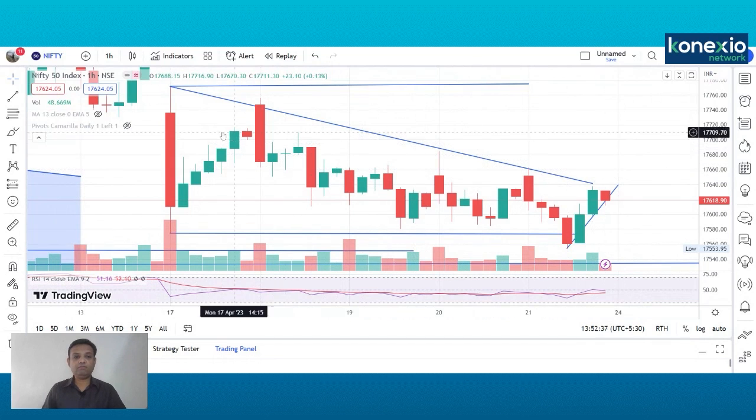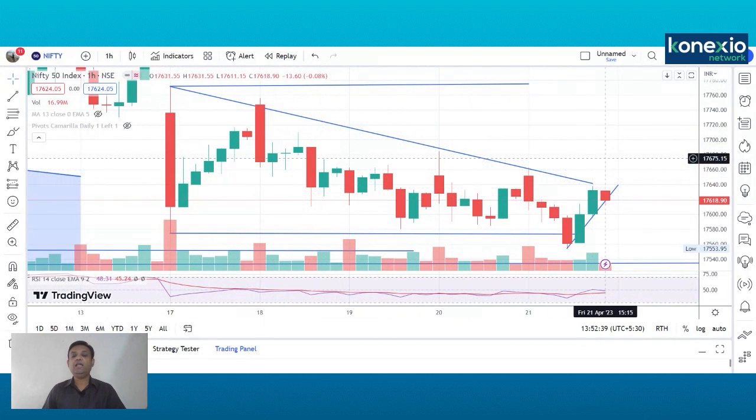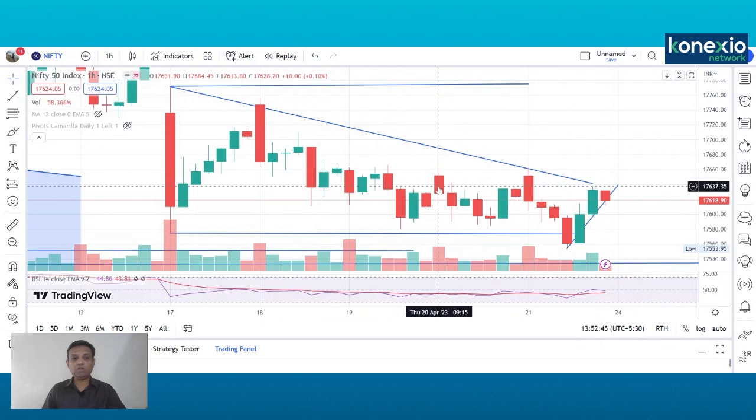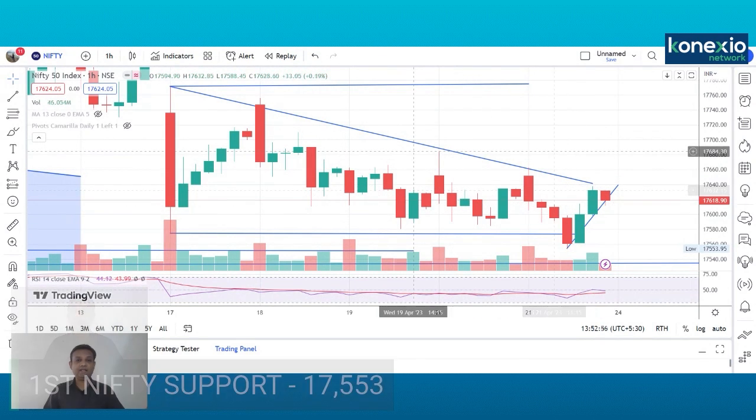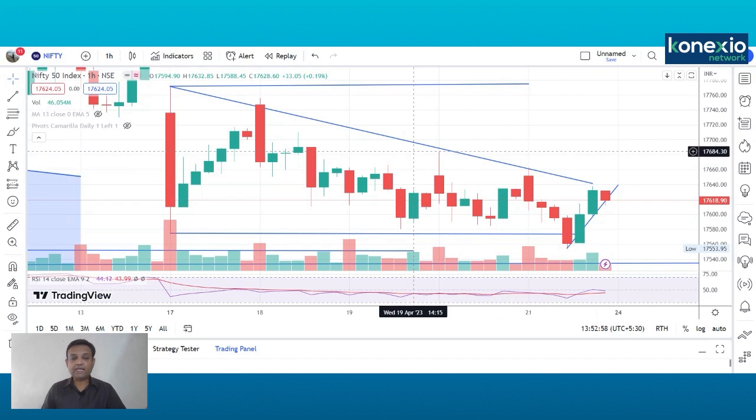This was the triangular pattern in which Nifty traded throughout the week. The support was at 17,553. Nifty traded in a tight range, and I would call it a stop loss hunting trade. The traders who went long had their stop losses triggered, and the traders who went short also had their stop losses triggered on the upside. So it was highly difficult to generate profits from trading in the last week.